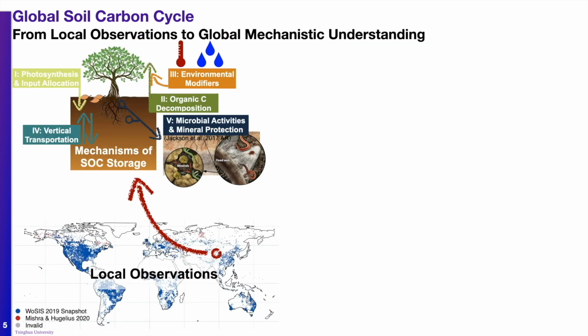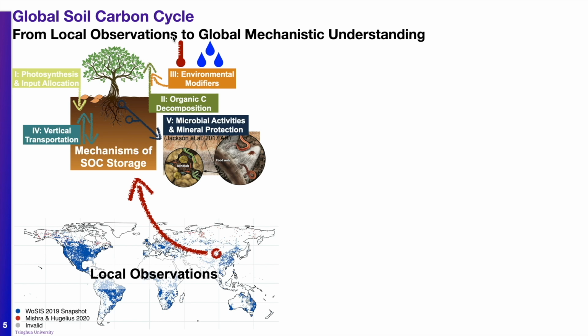6-fold. In the conventional practice of simulation modeling, we generally distill mechanisms that we observed as important in the soil carbon cycle from local observations. For example, photosynthesis provides the carbon input, and the following input allocation process, where the photosynthesized organic carbon is distributed into different depths of soils by plant roots.